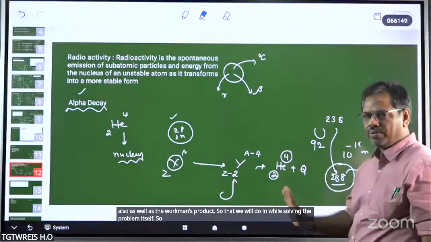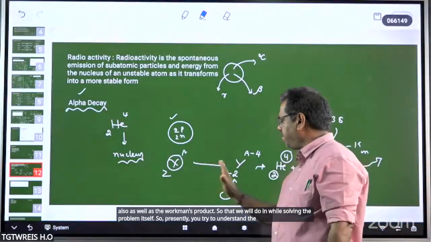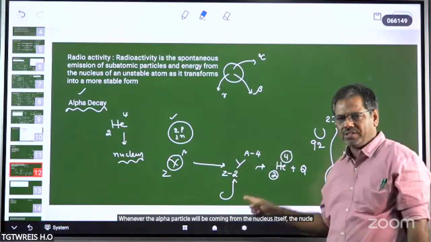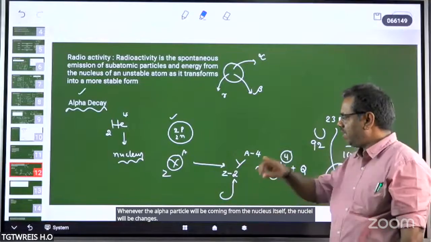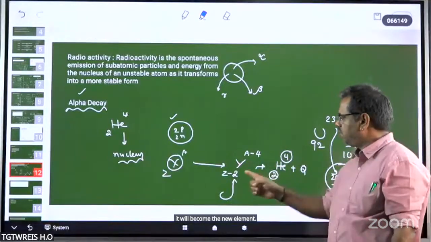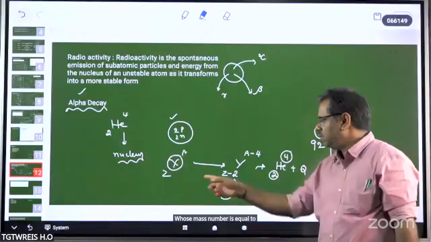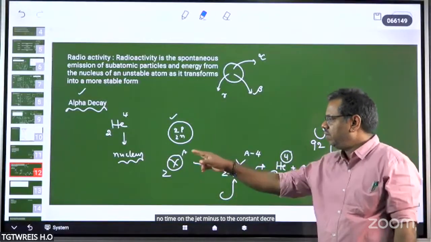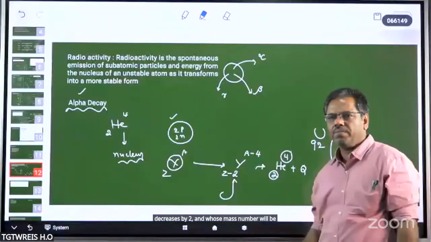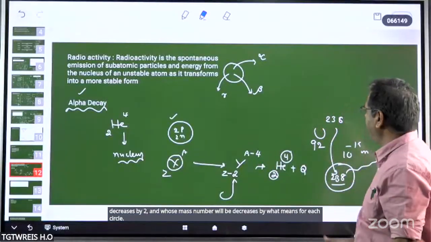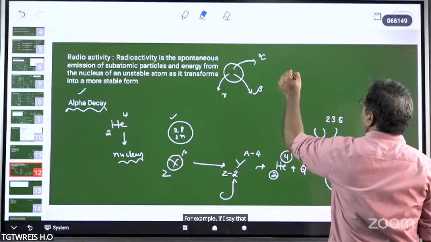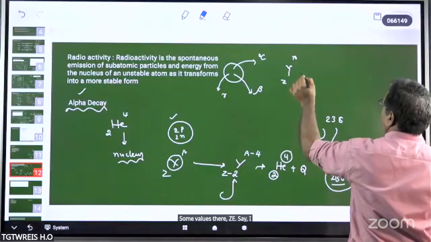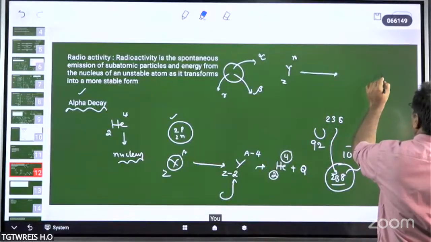So presently you try to understand that whenever the alpha particle comes out from the nucleus itself, the nuclei will change. It will become a new element whose atomic number is equal to Z minus 2, that means it decreases by 2, and whose mass number decreases by 4 itself. For example, if I say that some Y with Z and A, I told you that from this you got two alpha particles.